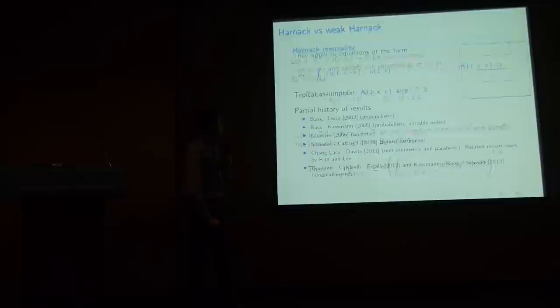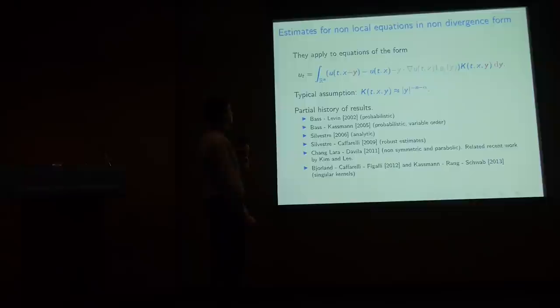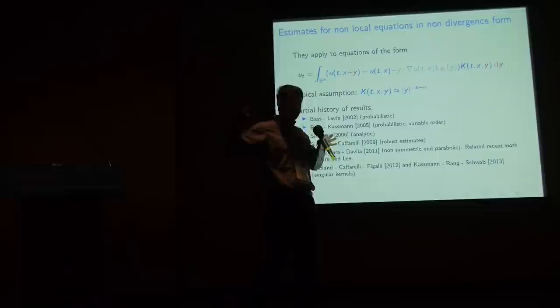So now let me give you some partial history of results for integro-differential equations in non-divergence form. An integro-differential equation in non-divergence form would have this form. So I have the time derivative equal to this average of incremental quotients. The way I think about it is that for every t and every x, I have a kernel with respect to y that tells me how I'm averaging the incremental quotients at that particular point, right?